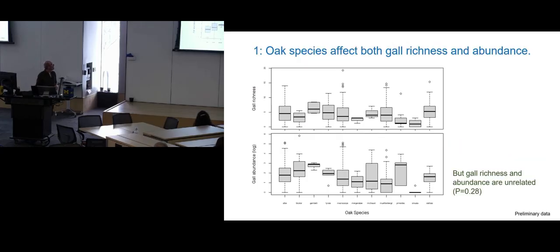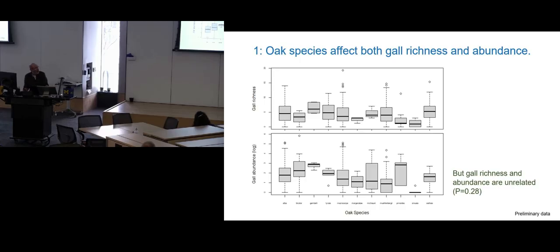What have they found so far? Well, one thing is that what oak species you are affects gall richness and gall abundance. So here are the oak species that they sampled from. And what you see is that the abundance and the richness varies among species. Some species are particularly good for galls, some species are particularly poor.